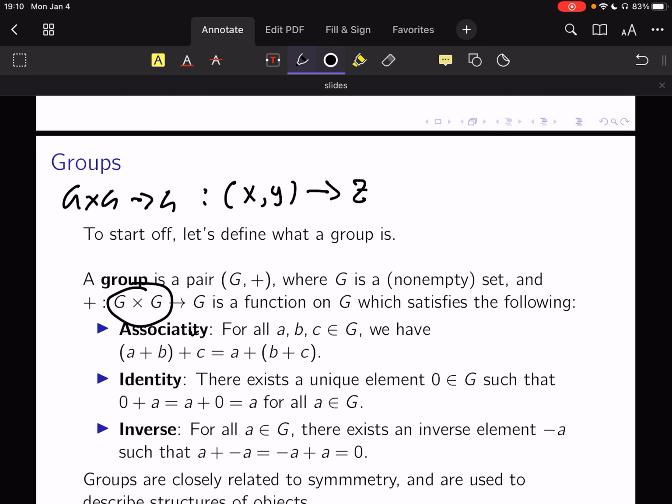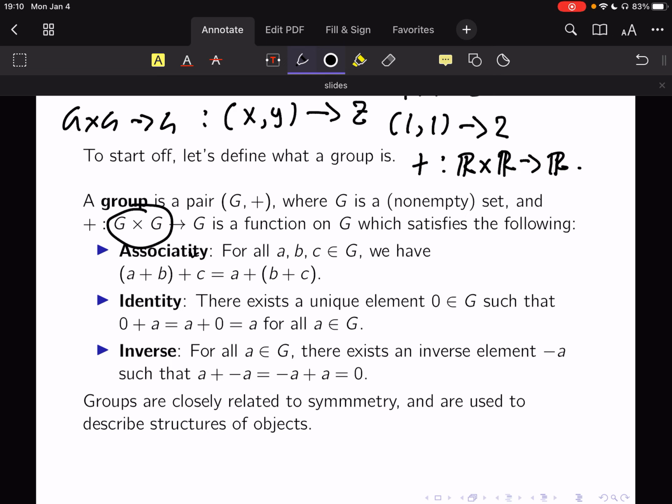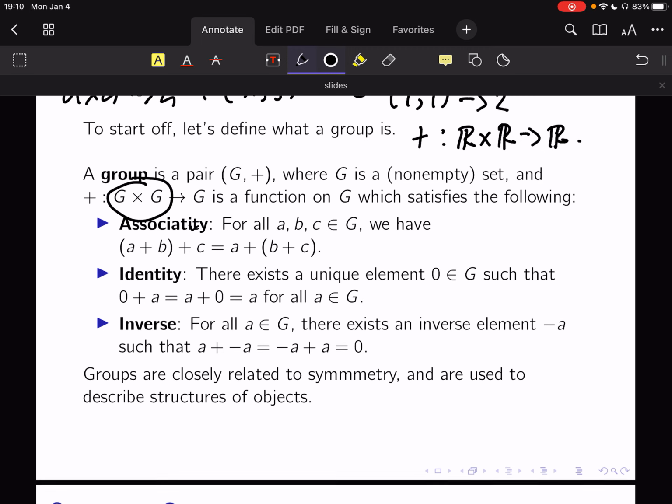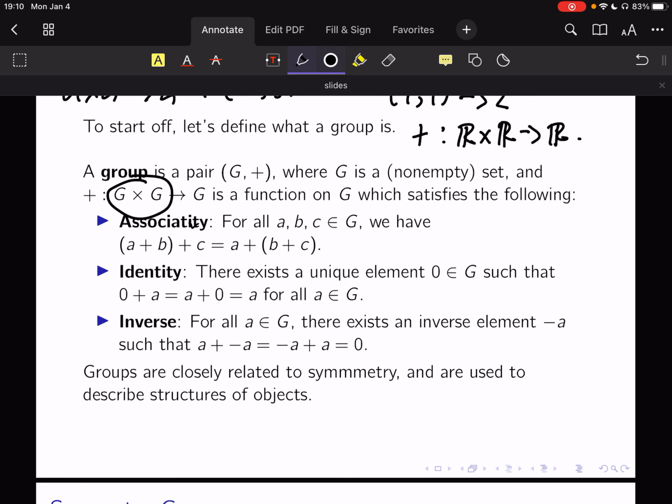You can think of normal addition. We have 1 plus 1 equals 2. This is the same thing as this. So we can define addition as a function from R cross R to R. This pair of the set and function satisfy three properties, which we will call the group axioms.